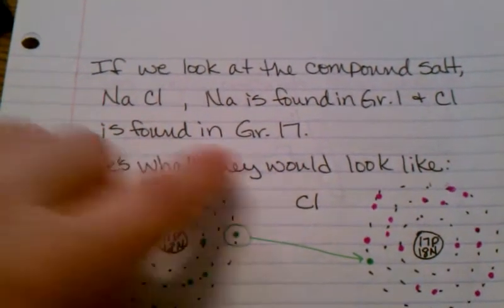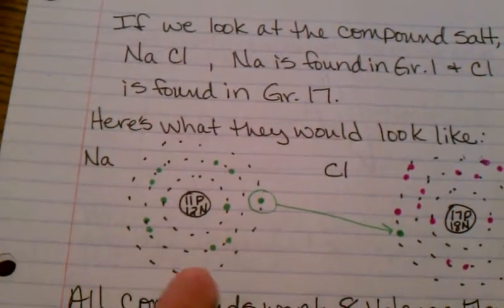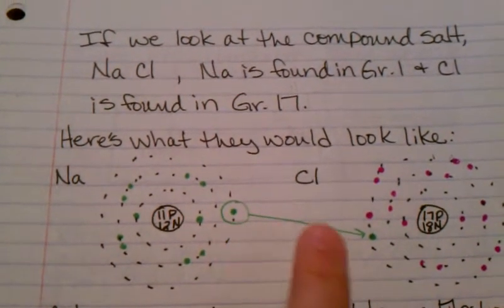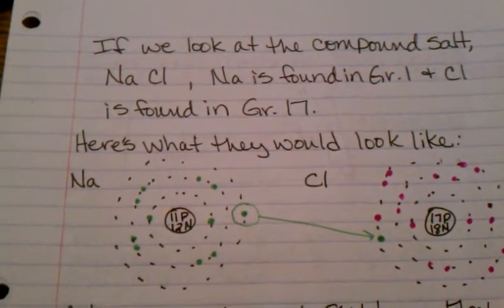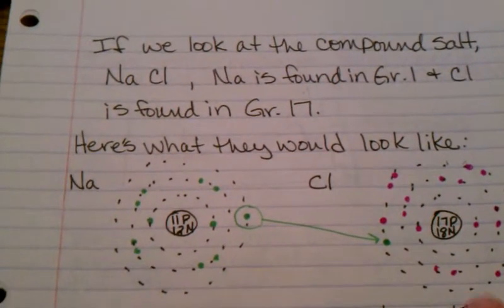Okay? Sodium is found in group 1. So when we look at a picture of sodium, sodium's outer ring only has 1 electron. Chlorine is found in group 17. So chlorine's outer ring has 7 valence electrons.